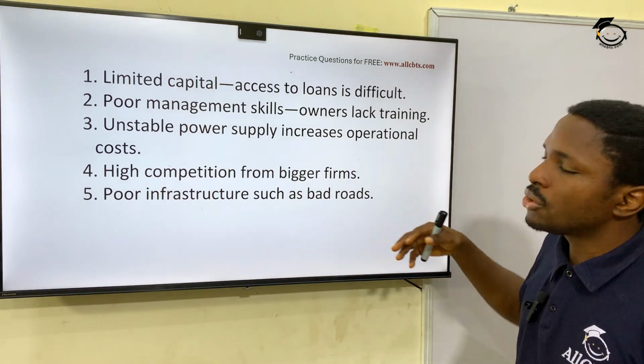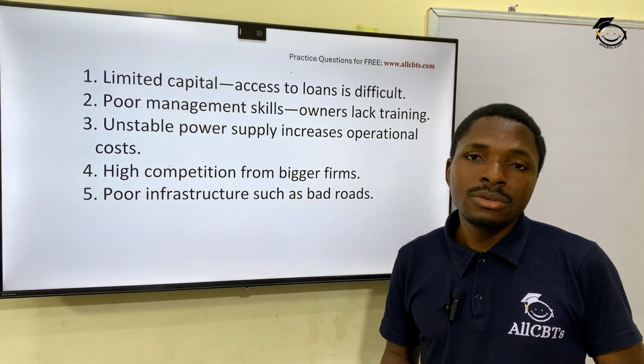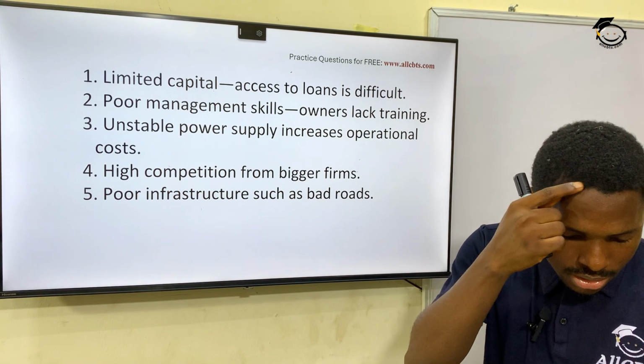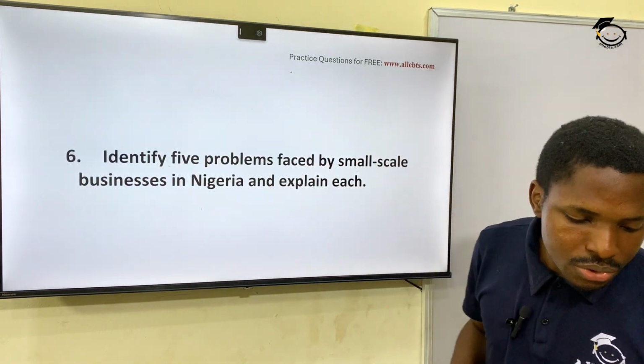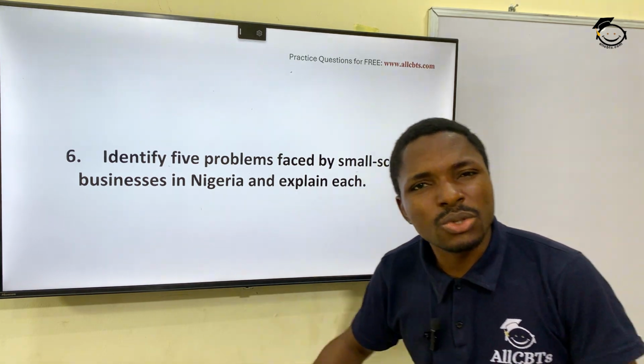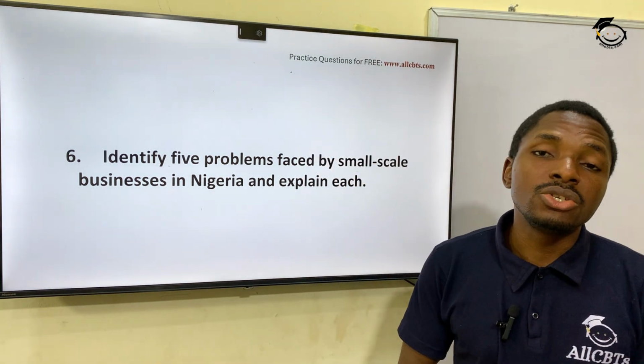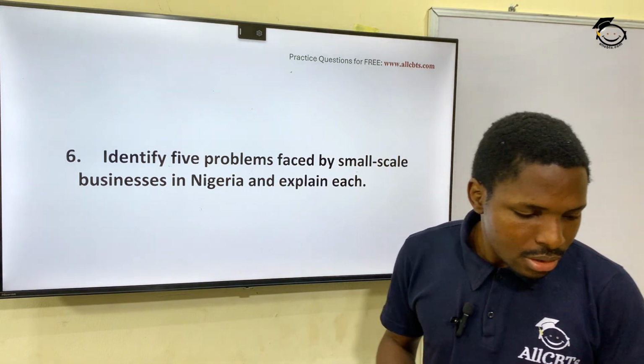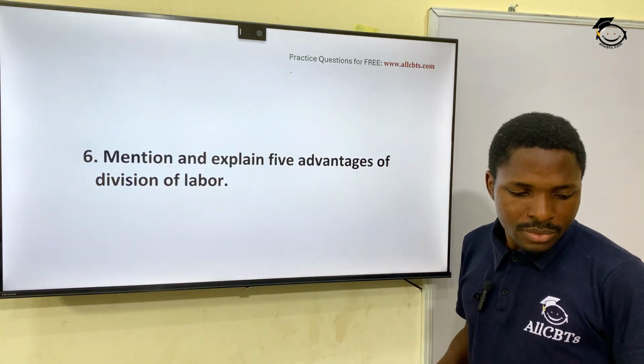Then poor infrastructure such as bad roads. See, these are many problems that affect small scale businesses in Nigeria. Then you may be asked to explain. So just give a brief explanation. One sentence is enough.